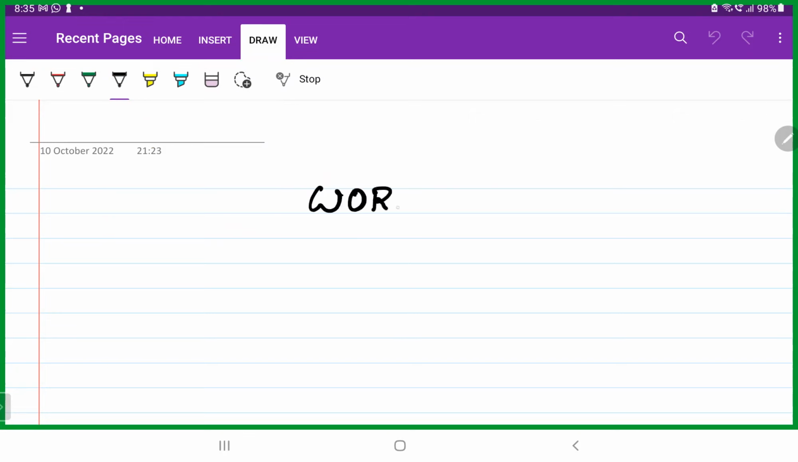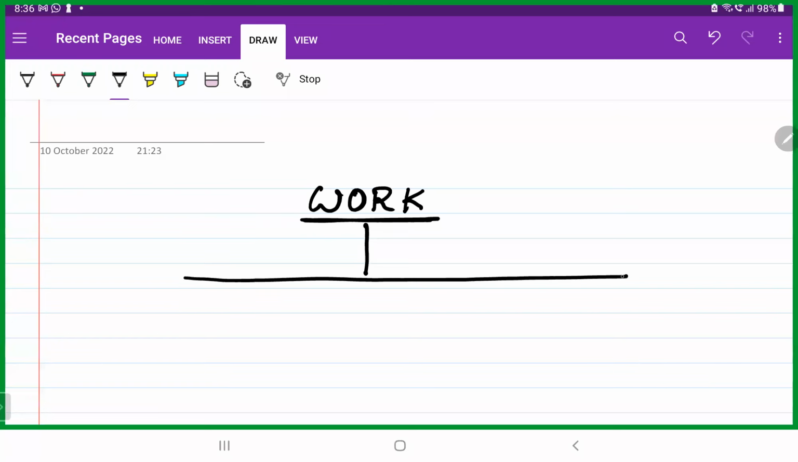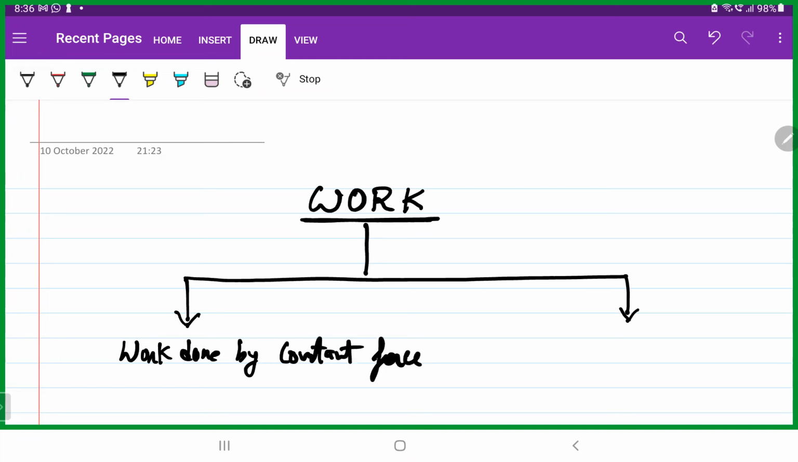Okay, the topic is work, power, energy. First is of course work. So the question will be asked: calculate the work done by a force. The moment the question is asked, you have to classify into two parts. What are the two parts? One part will be work done by a constant force. The other part will be work done by a variable force.